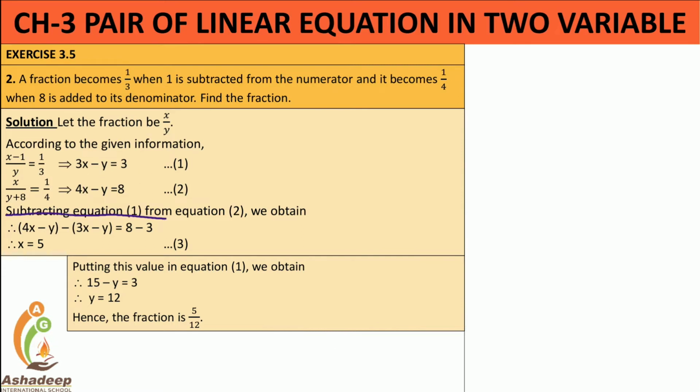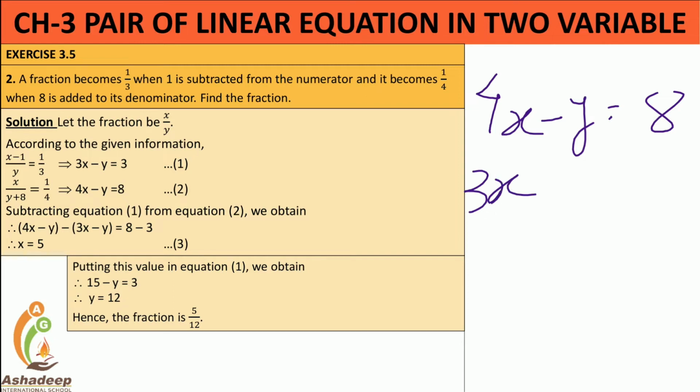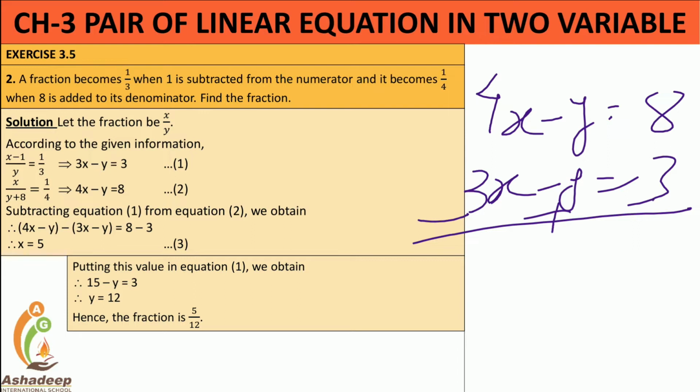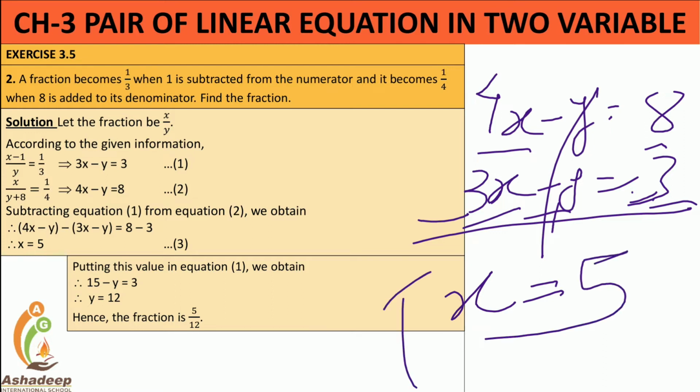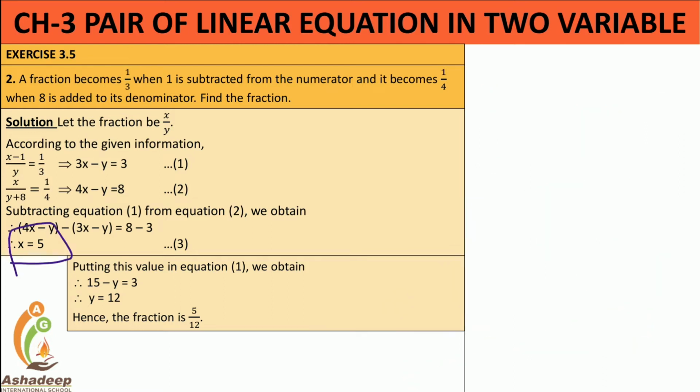Now subtract equation number 1 from equation number 2. From equation number 2, we write down first 4x minus y is equal to 8, and below it 3x minus y is equal to 3. Now subtraction means plus becomes minus, minus becomes plus. Now this y and y cancel. Now 4x minus 3x is x, is equal to 8 minus 3, which is 5. So x is equal to 5.